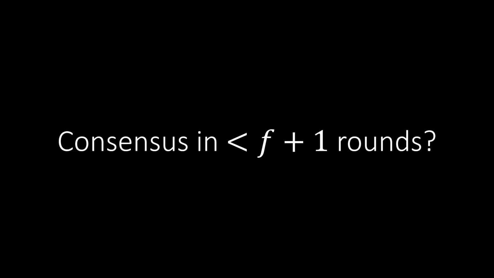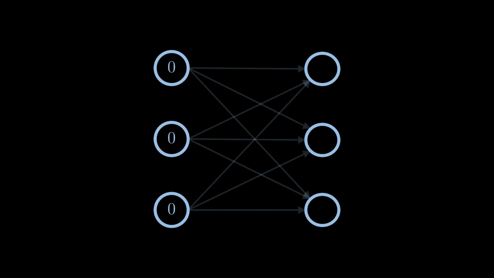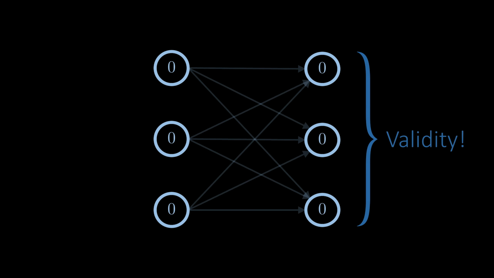Is it possible to solve the consensus problem in fewer than f+1 rounds? In the following, we will show that this is, in fact, not possible. If all inputs are 0, recall that the validity property states that the agreed-upon value at the end must be 0. We will construct the proof in such a way that validity can be violated if an algorithm runs for fewer than f+1 rounds. The main ingredient of the proof is a clever use of indistinguishable executions.